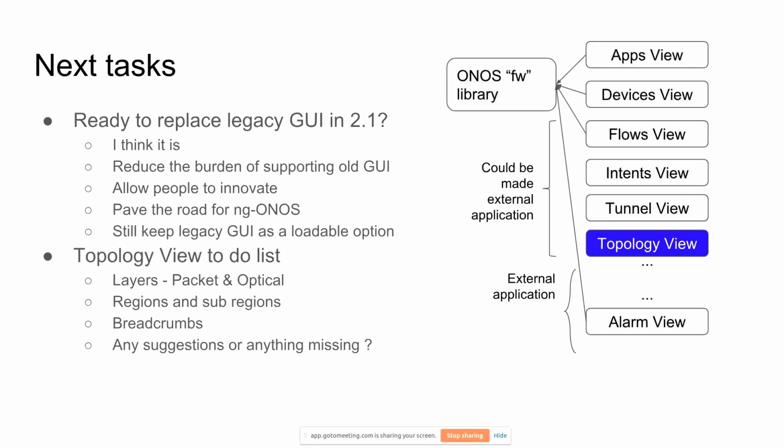What I do today to enable the new GUI is I just go feature install ONOS GUI 2, and at the same time I go feature uninstall ONOS GUI. So it's really that simple. If you uninstall the feature, all of that code is unloaded, and it doesn't exist at the URL.